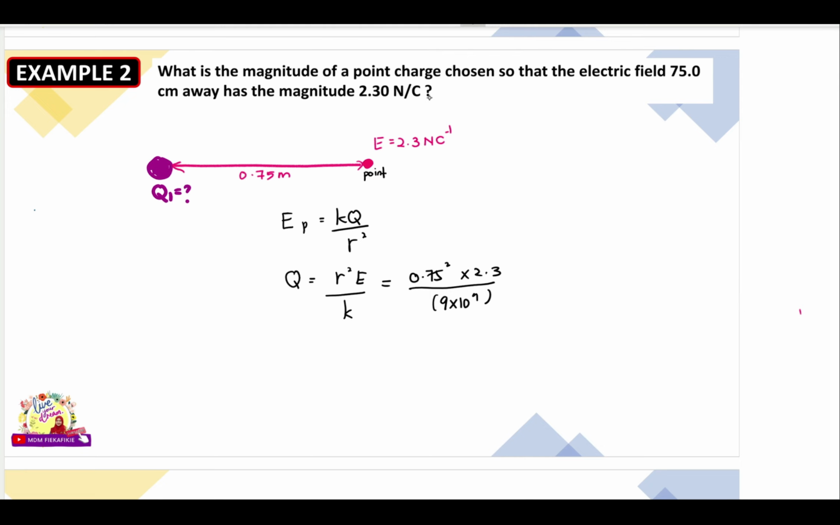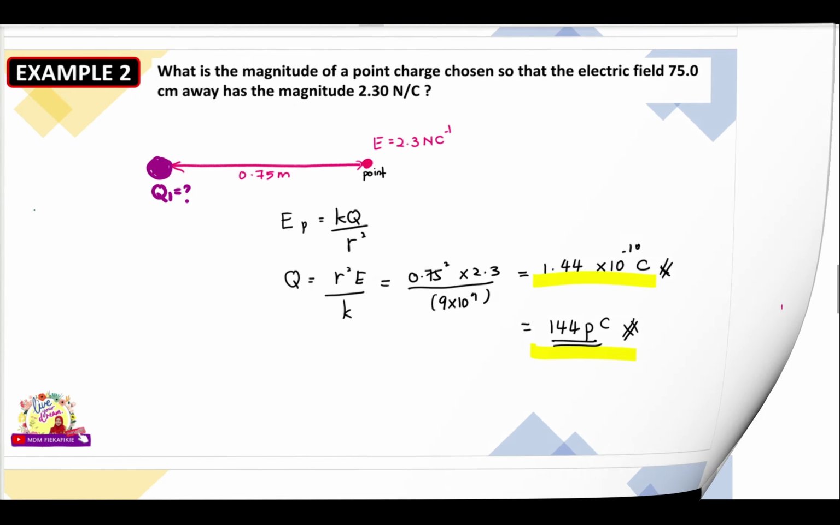Okay, so you tekan calculator, you akan dapat jawapan 1.44 times 10 power of negative 10 Coulomb. Okay, ataupun you kata you nak tukar kepada pico Coulomb pun boleh juga. Dia akan jadi macam ni lah. Okay, boleh je. Okay, so finish example number 2.